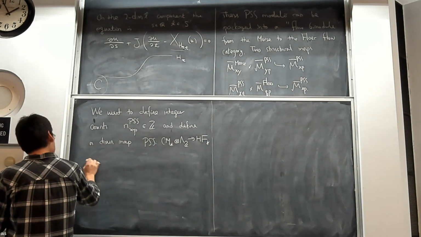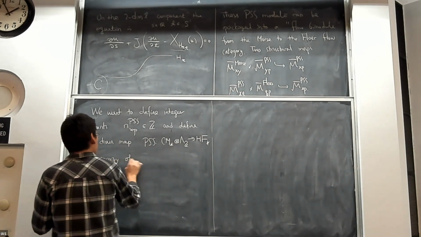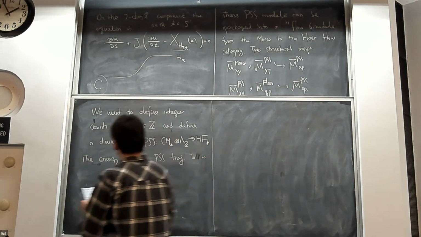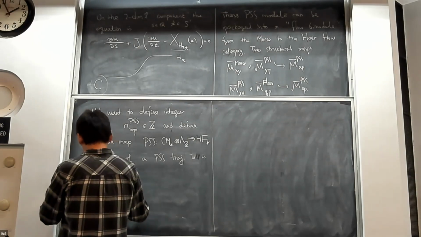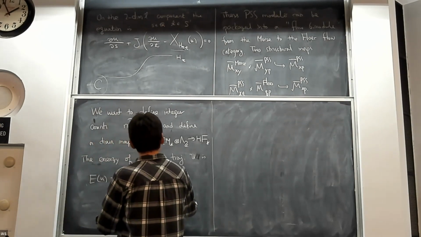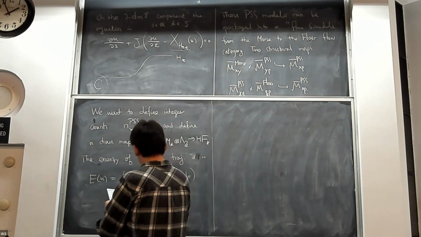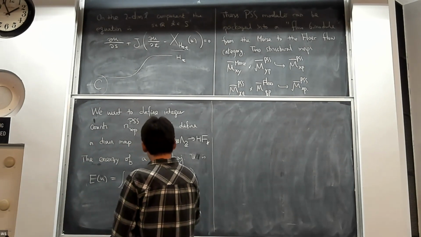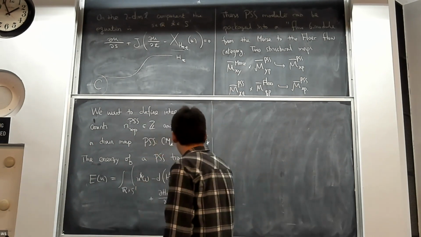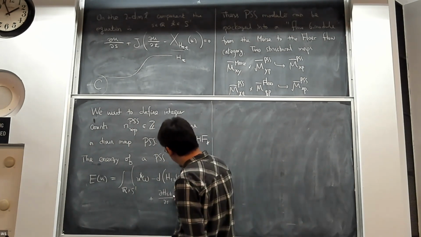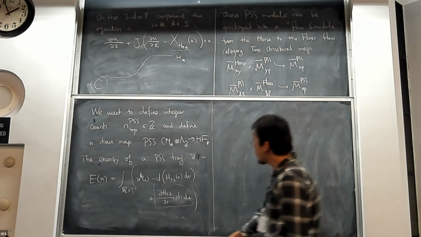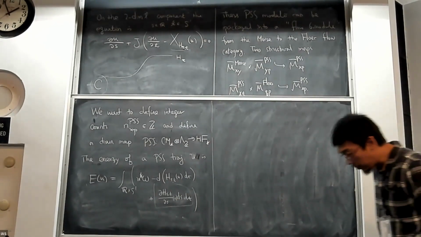Let me just write down the formula, which might contain a sign error. For the energy of a PSS trajectory u, there is a term involving the time derivative of the variation of the Hamiltonian. This term is not a topological number, so not necessarily an integer.